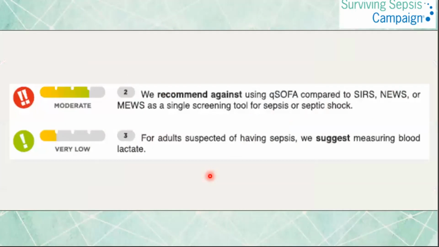Next, we recommend against using QSOFA compared to SIRS, NEWS, or MUSE as a single screening tool for sepsis or septic shock. Because they have found that QSOFA has poor sensitivity. Number 3, for adults suspected of having sepsis, we suggest measuring blood lactate.